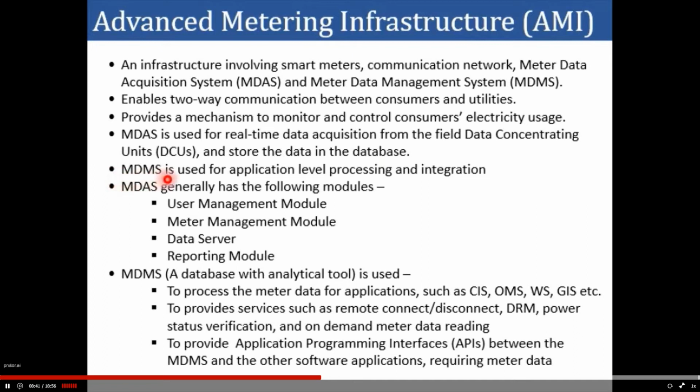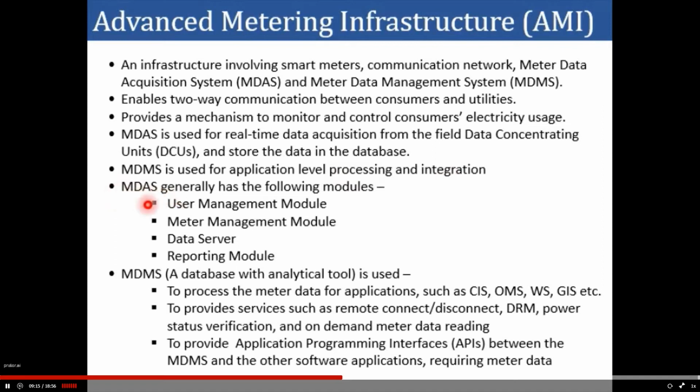MDMS, meter data management system, is used for application level processing and integration. That means after the head-end system has acquired the data from the smart meter and it has stored the basic information in the database, the information is then shared with the meter data management system. Meter data management system will further process this information for various activities.